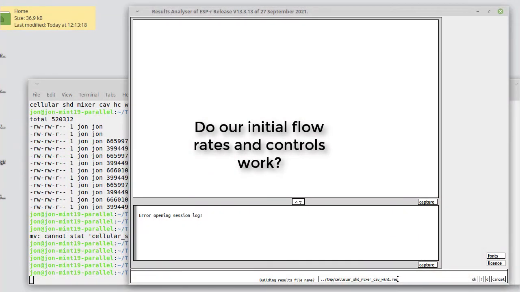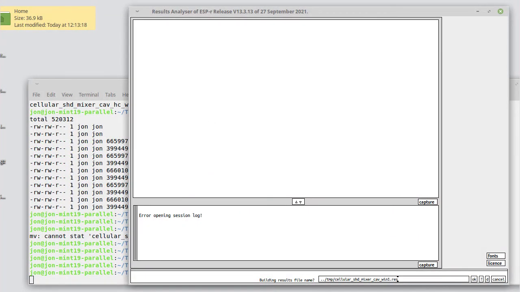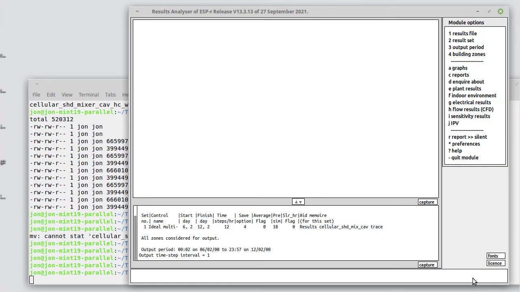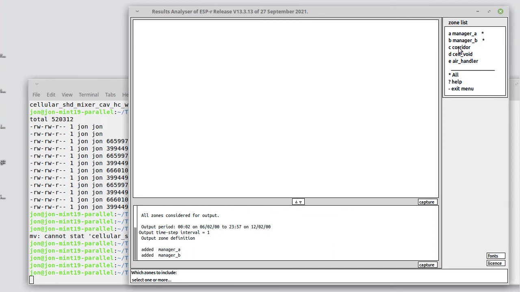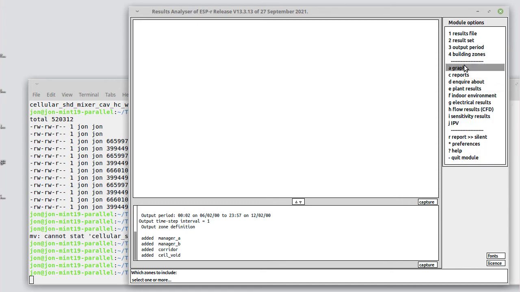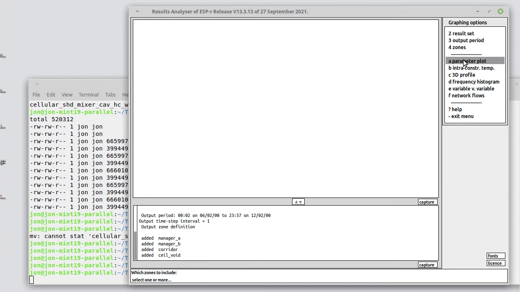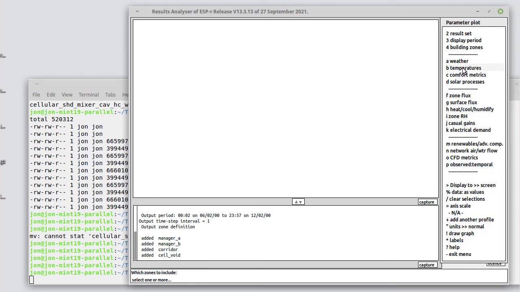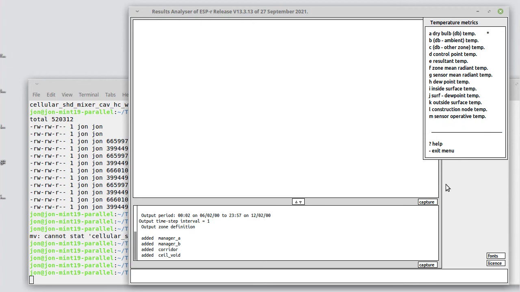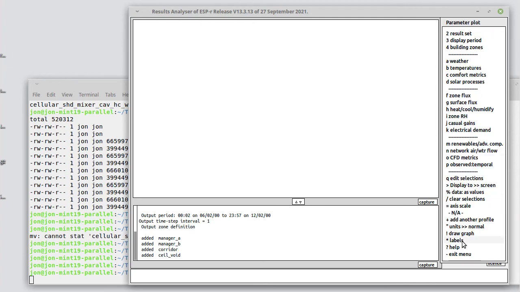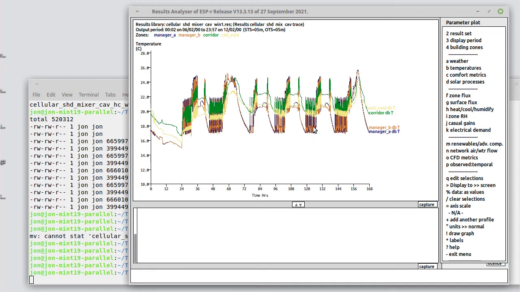So, how well did it work? Let's start with the constant air volume variant and open up the predictions for that. So if we look at the occupied spaces and the ceiling void, and in graphs, go and plot the air temperature inside and draw that for the period.